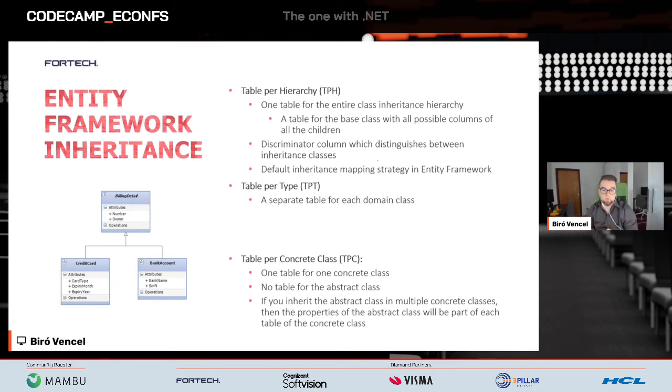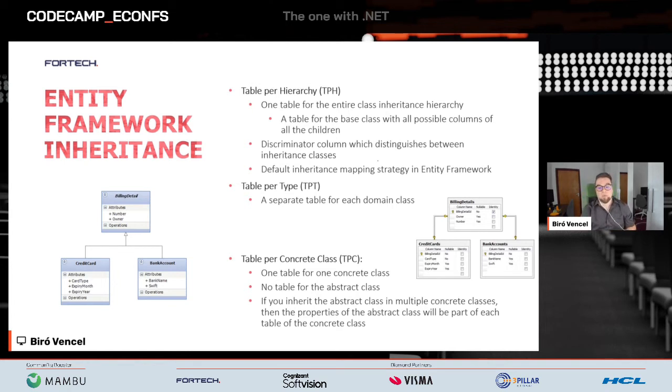The first one is table per hierarchy, meaning that there is only one table for the entire class inheritance hierarchy. This is a table for the base class with columns for all possible descendant children. And there is also a discriminator column based on which you decide into which type you should cast the database row, the entity. And this is the default inheritance mapping strategy in Entity Framework.